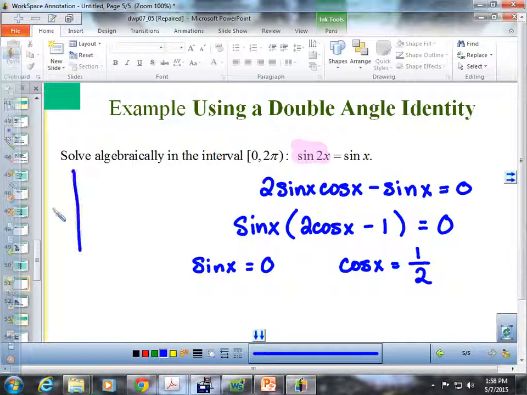0 for sine. I always think back to my graphs for sine. Where is sine equal to 0? 0, pi, and 2 pi. But are we including the 2 pi? No. So x equals 0 and pi.